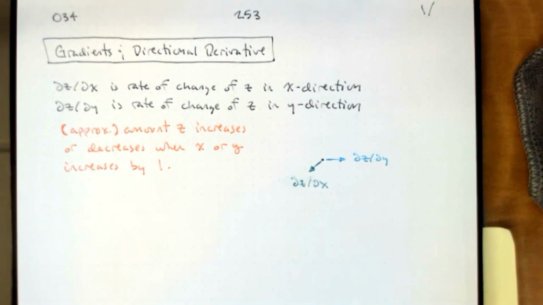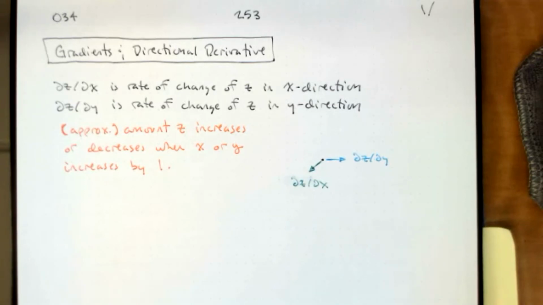Today we want to introduce the gradient and talk about directional derivatives. At this point, we're familiar with dz/dx, which is the rate of change of z in the x direction. And we'll talk about dz/dy, which is the rate of change of z in the y direction. But that's only two directions on a plane, forward and back, and then left and right.